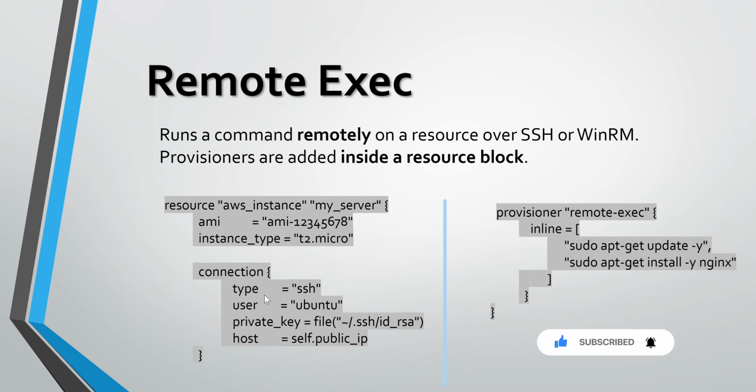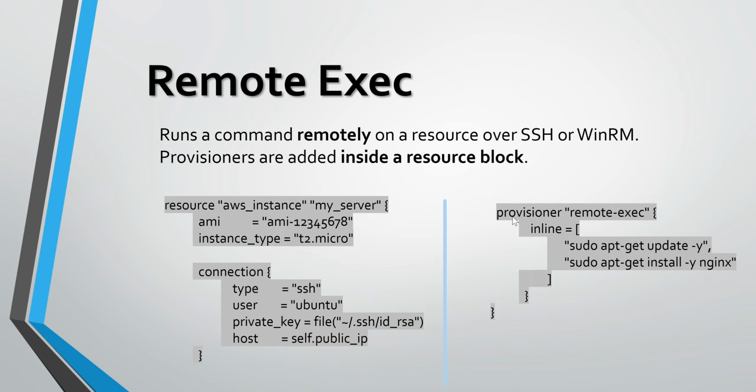In this case we are using type SSH. If you are on Windows, you can add WinRM. Use the Ubuntu private key that we will generate from the code, and you can use that private key and host name, which of course you can get from the self public IP of this server.